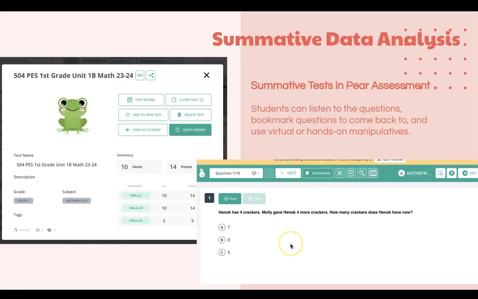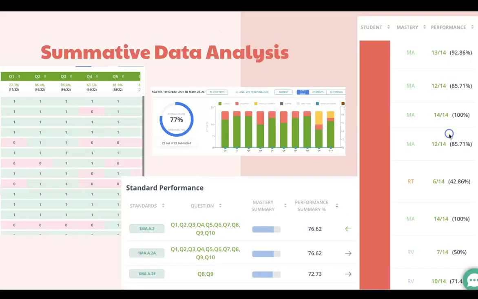They're able to easily navigate to the next question, bookmark questions to come back to. They can use virtual or hands-on manipulatives, as well as they can listen to the question, so they don't have to be able to read the question. It will just read it to them.